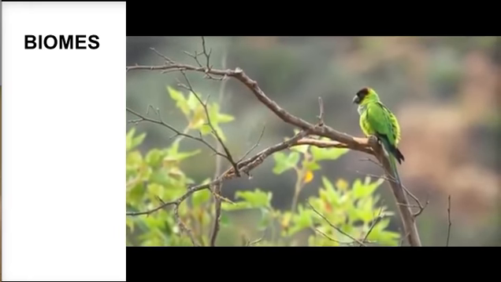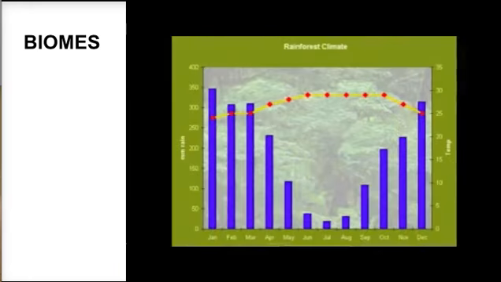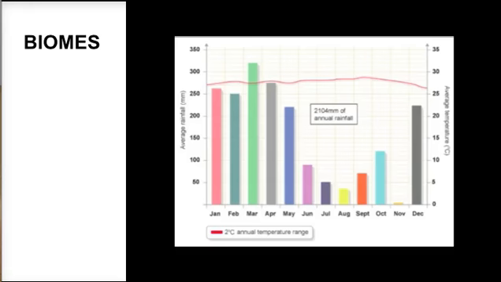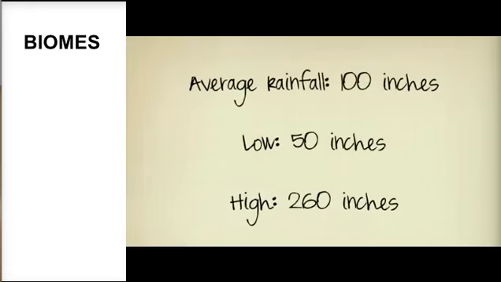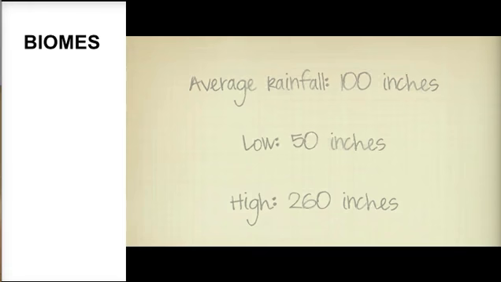The temperature of the tropical rainforest ranges from 68 to 93 degrees, and the average humidity is about 77%. The average rainfall is about 100 inches a year, but can get as low as 50 inches and as high as 260 inches of rain a year.